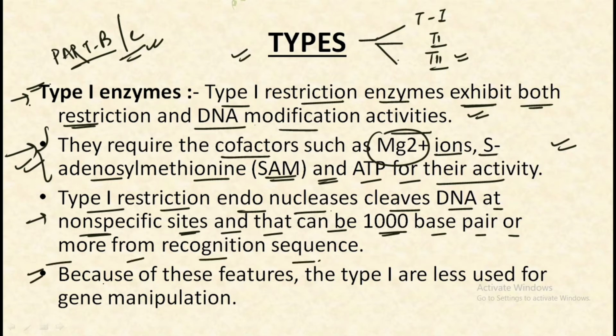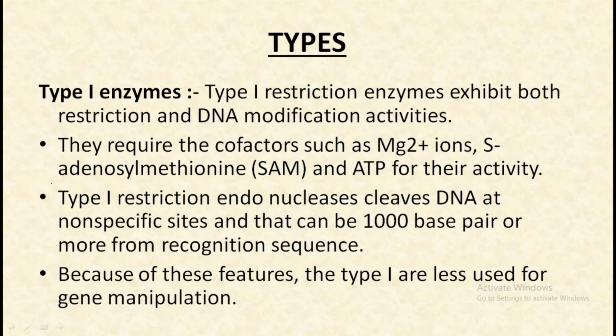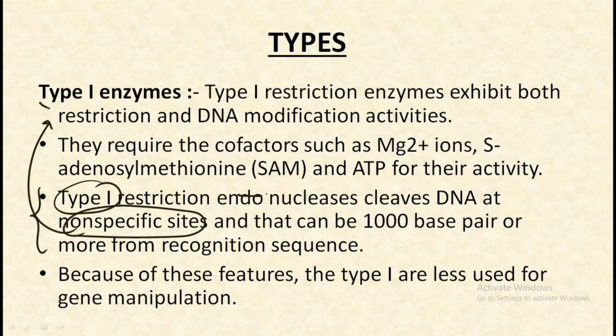The third one is that because of these features, type 1 enzymes are less used for gene manipulation. Why? Because type 1 restriction endonucleases are not specific. They cleave the DNA at non-specific sites, so it might be very harmful for the experiment that is being designed for this purpose. Hence, type 1 restriction endonucleases are less often used for gene manipulation. It's one of the drawbacks of type 1 endonucleases.